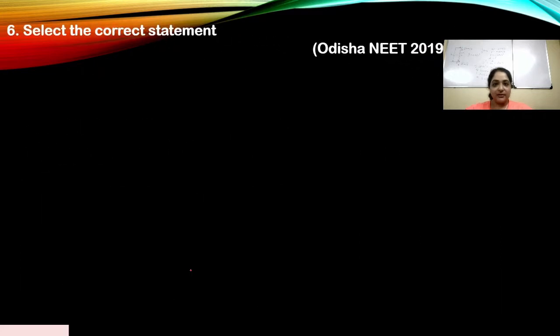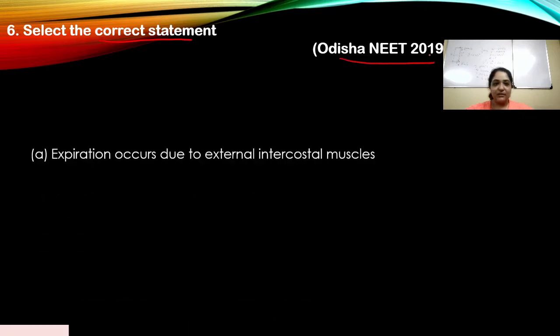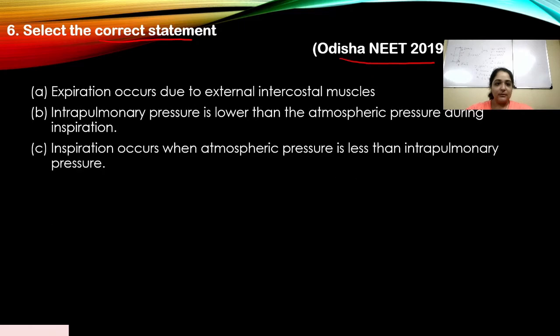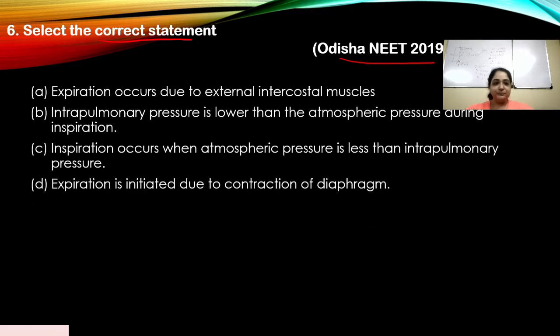Select the correct statement. This appeared in NEET 2019. Let's look at our options before we can decide which is the correct statement. Again, pause the video and write down what you think is the right option here. A is: expiration occurs due to external intercostal muscles. I don't think that is the right answer, because expiration occurs when the external intercostal muscles are relaxed.